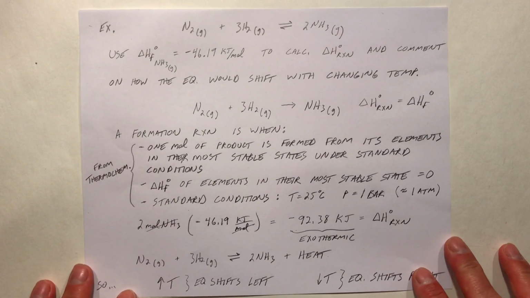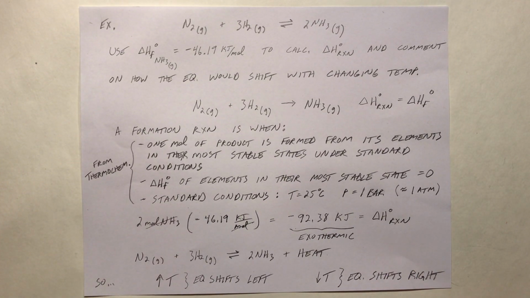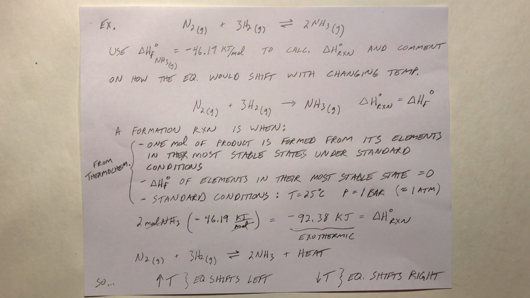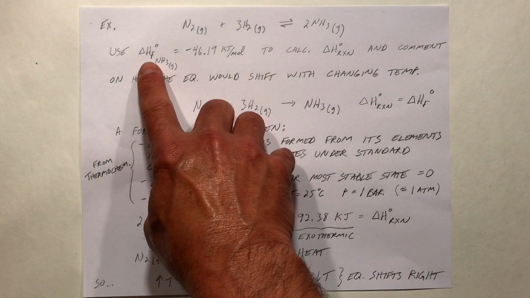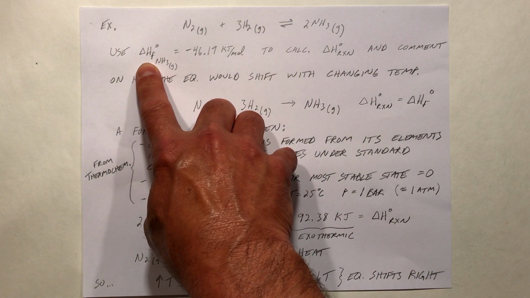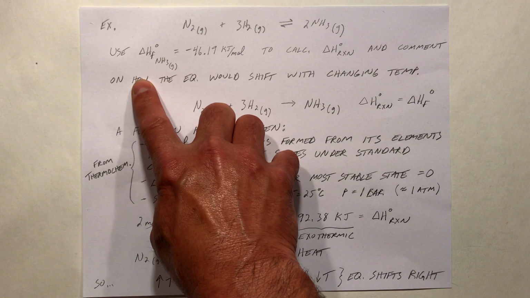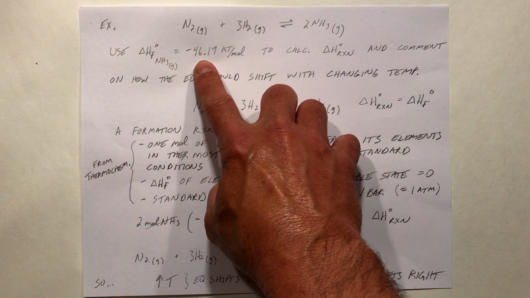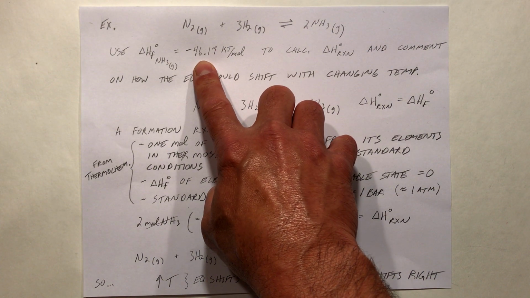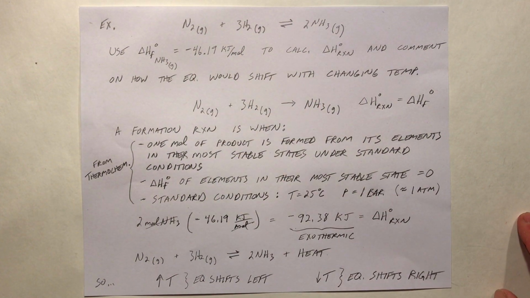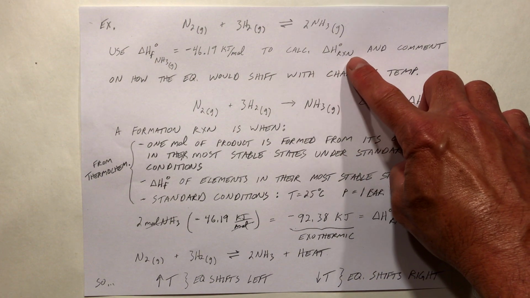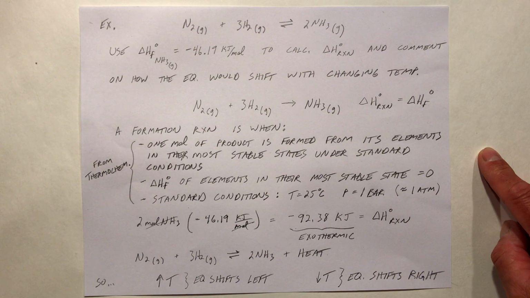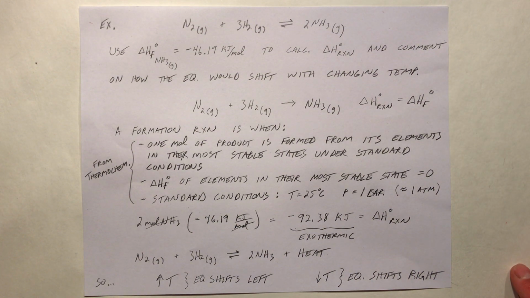Let's take a look at another example. Let's say that we have this equilibrium reaction, and we can look up the standard heats of formation or standard enthalpies of formation. So let's say we go to a table and look that up for NH3 gas, and we find it to be negative 46.19 kilojoules per mole. Let's use that to calculate the delta H naught of this reaction, and then comment on how the equilibrium would shift with changing temperature.